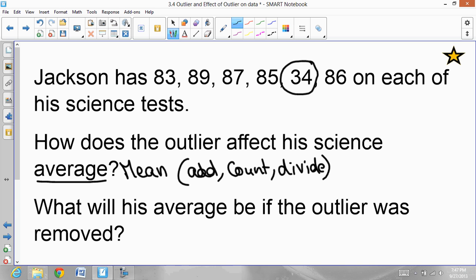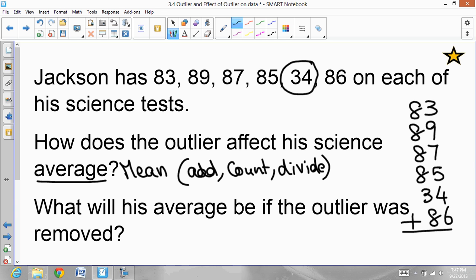So let's put the numbers together. You have 83, 89, 87, 85. Remember, his science teacher was also going to put the 34 in Pinnacle, and 86. Let's find the average of these numbers. 7 plus 3 is 10. 10 plus 9 is 19. 19 plus 9 is 28. 28 plus 6 is 34. 3 is a carryover. 8, 8, 8, 8, and 8. 1, 2, 3, 4, 5, 43, 46. So his total in this case comes to 464.